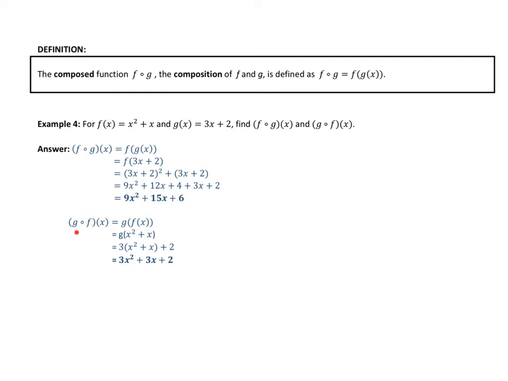Now, doing g composed with f. We're plugging the f of x function into g. So we're taking g of f of x, which is x squared plus x. In the g function, we're replacing all the x's with x squared plus x. So we've got 3 times x squared plus x, plus the 2. Simplifying by distributing, we get 3x squared plus 3x plus 2.